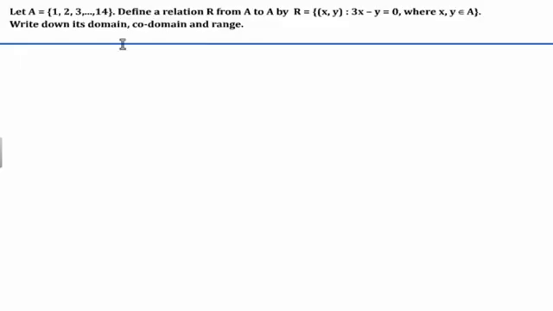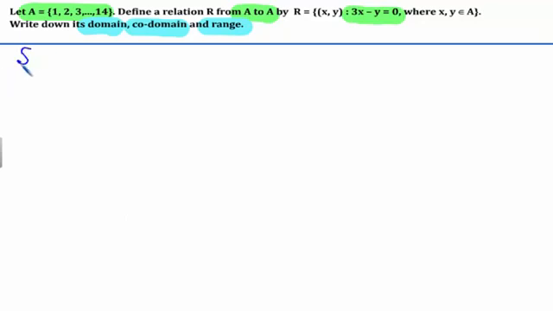In this question, it is given that a set A is a set of natural numbers from 1 to 14. You have to define a relation R from A to A by R is equal to the ordered pair (x, y) such that 3x minus y is equal to 0, where x and y both belong to A. You have to write the domain, codomain and range of this relation.